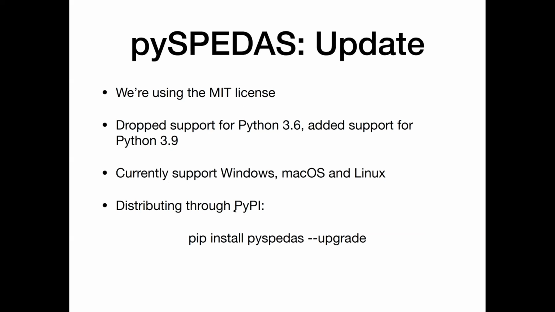And we're distributing through PyPI. So it's just pip install PySpeedS and --upgrade to get the latest version. We started off using Anaconda as well, but that became too much of a hassle to maintain two different distribution platforms, and PyPI seems to work across all platforms. So we dropped Anaconda and we're just focusing on PyPI for distributing PySpeedS.